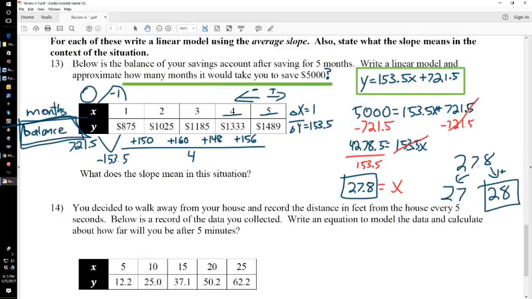Don't get me wrong, I'll accept 27.8 just fine. I just put that out there to see what happened. All right, let's move to the last one.